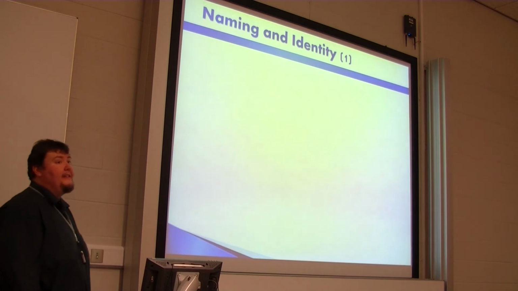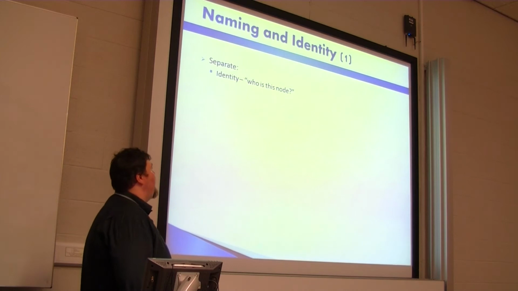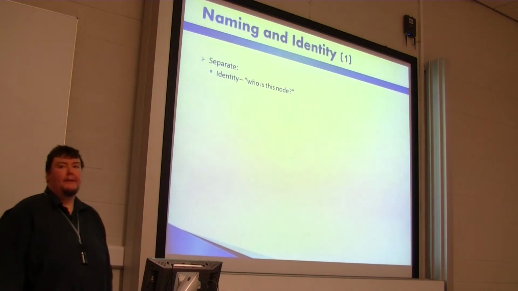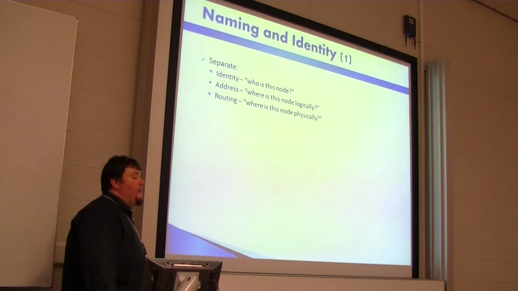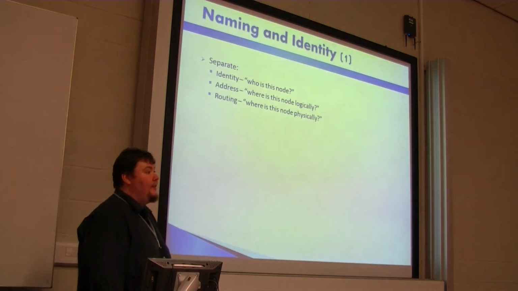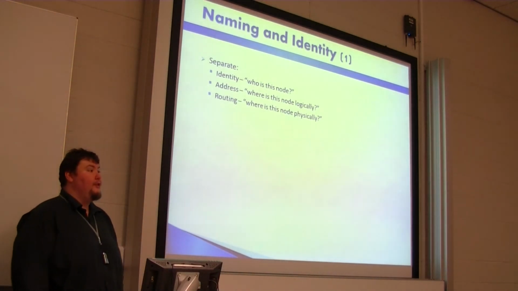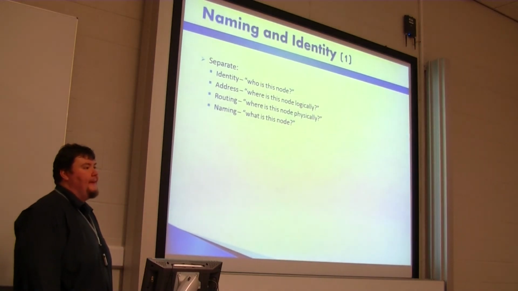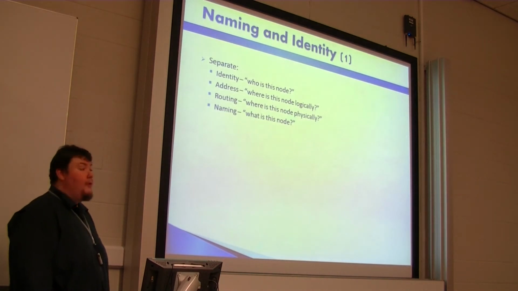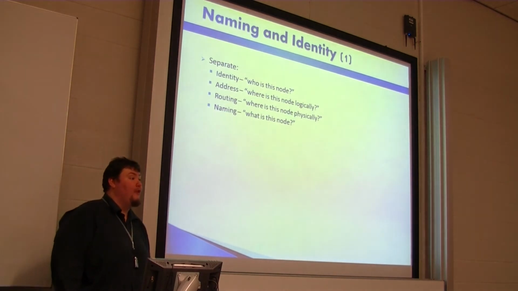So if we consider naming, identity, rather than doing just dots, let's consider who is this node, so who is Dominic, address, where is Dominic logically, and routing, where is Dominic physically. So how do I get messages to Dominic, and who should I be giving it to pass it to him? And naming, what is this node? So if we want, we can rename Dominic something easier to remember. So does Dominic have a nickname? Dom. So he will be called Dom because it is shorter and easier to remember.